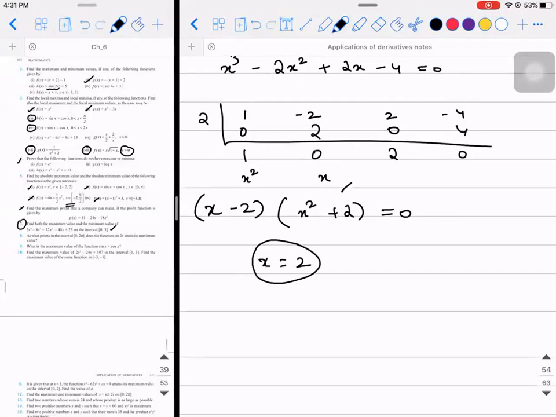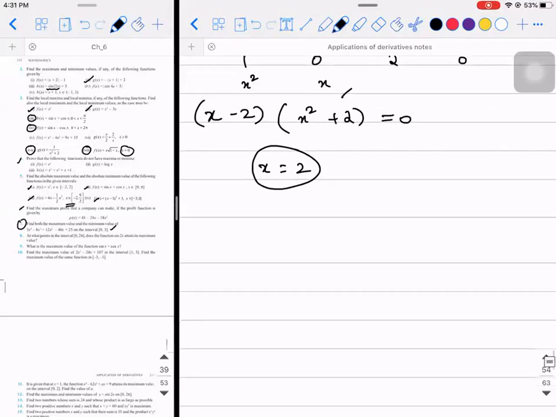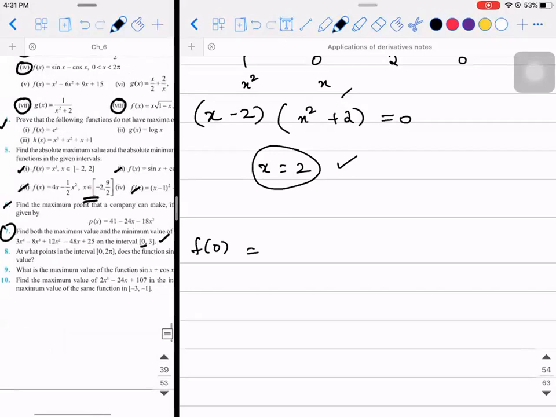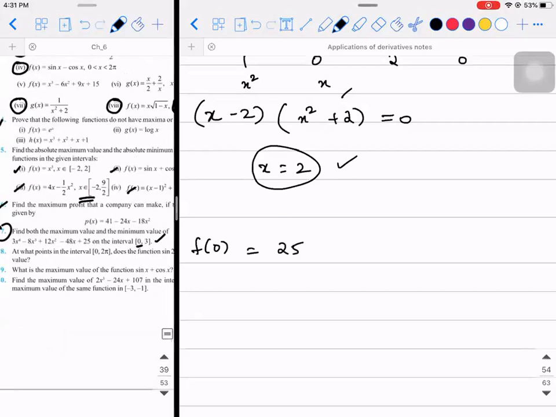With respect to this problem, I'm not going to do the second derivative test. Rather, what will I do? I'll calculate f of 0 because it's a closed interval. F of 0 is how much? F of 0 is 25.